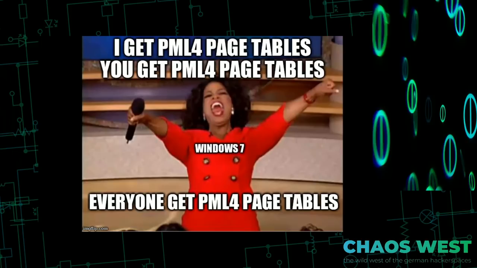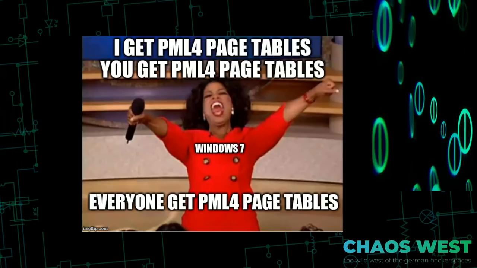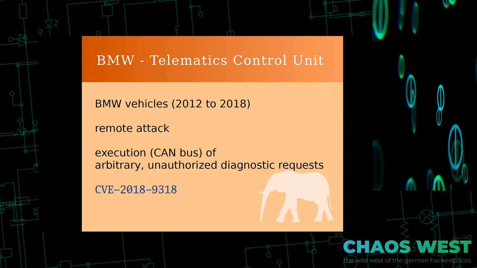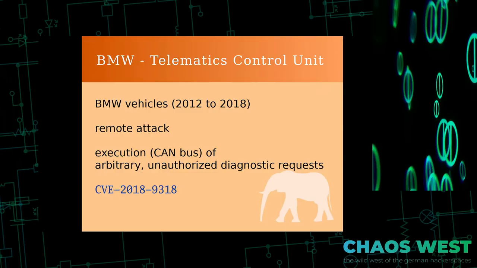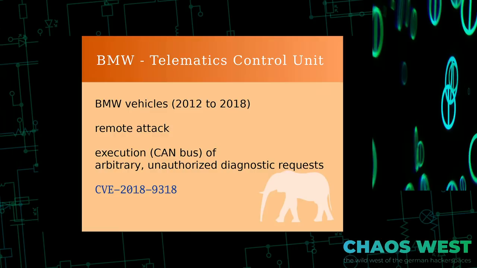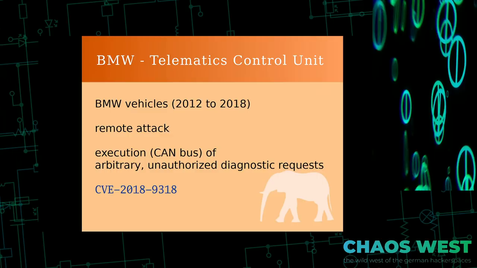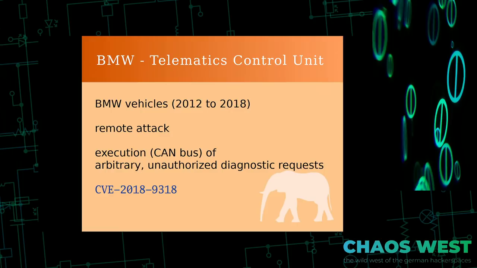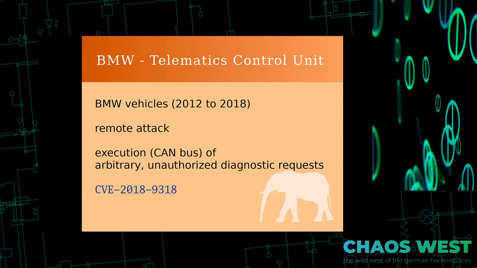Well, some of you also drive cars. Some of you maybe drive especially this car. It's BMW. So BMW has a TCU, a telematics control unit, in there. And there are affected vehicles from 2012 to 2018. And there was a remote attack via GSM. They could execute arbitrary unauthorized diagnostic requests on a CAN bus. They are working with BMW. They should release an extensive write-up about the vulnerabilities in 2019. For now we just know it's a remote attack, and you can execute arbitrary unauthorized diagnostic requests, but there are no details about what the fault is.